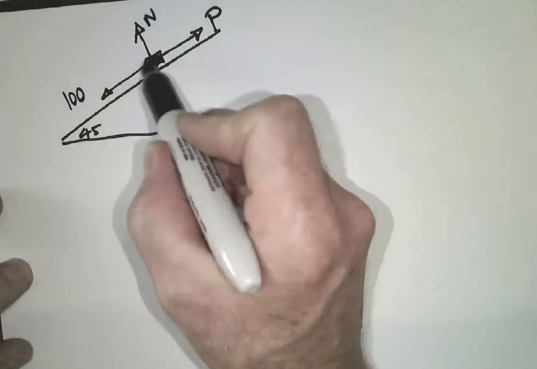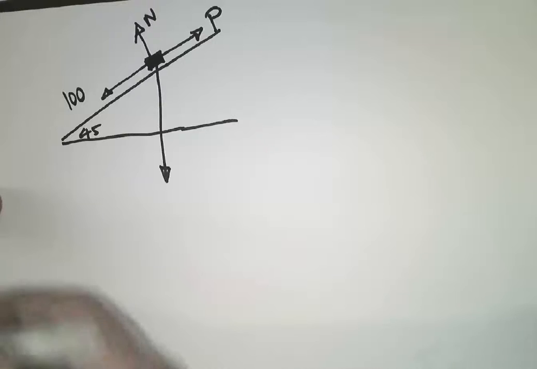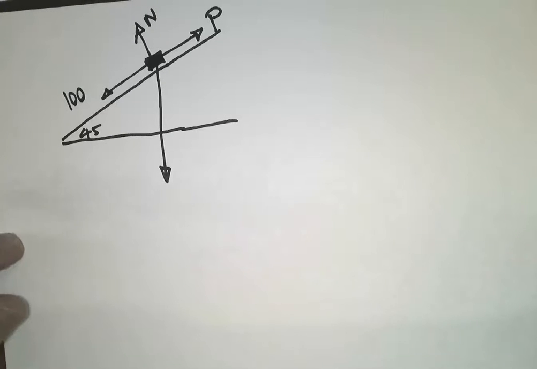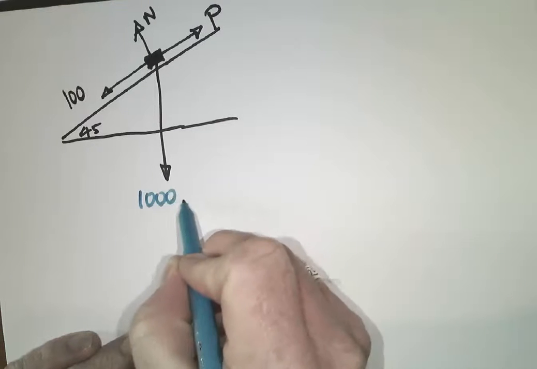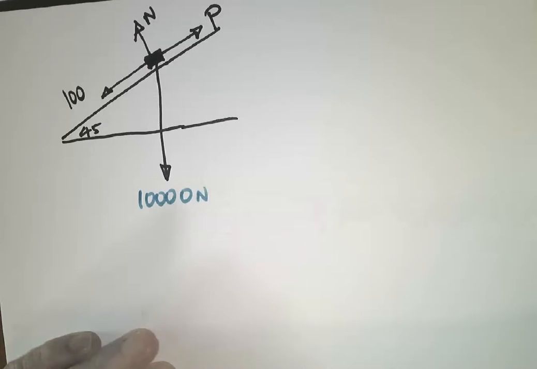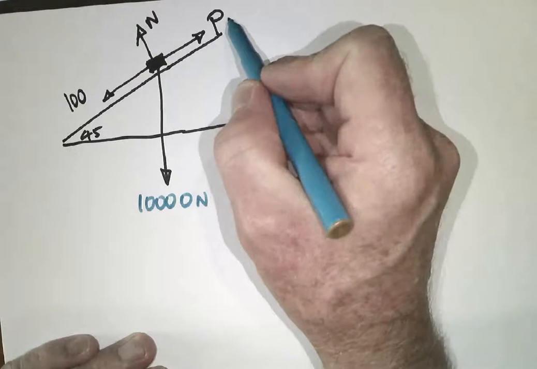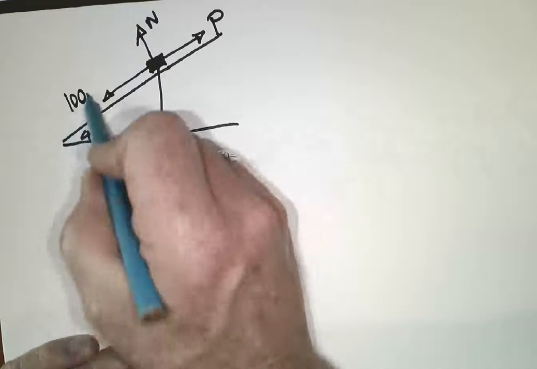Okay, so here is our boat and car. There is a weight force, which will be the weight of the boat and the car, which will be 1,000 times 10, or 10,000 newtons. There's a pulling force, and the question's asking us for the pulling force. There's a frictional force of 100 newtons.